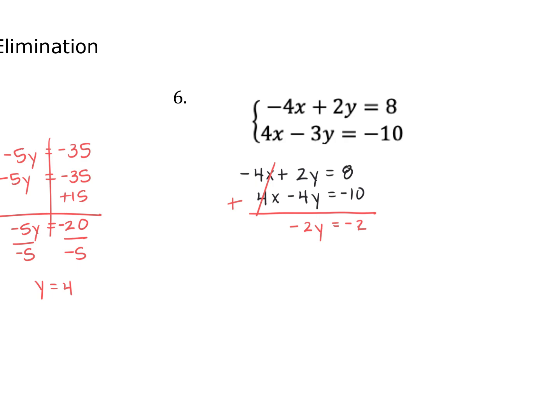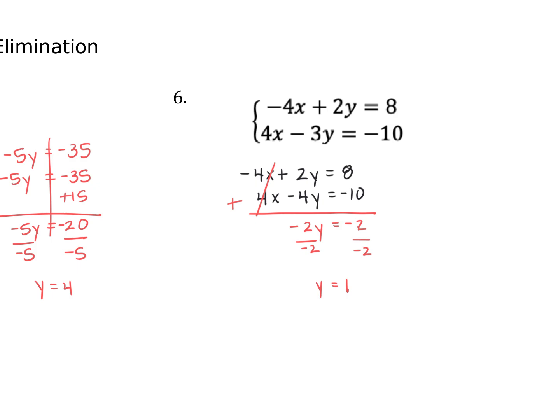Okay, if I want my y all by itself, I'm going to divide by that -2 and divide by a -2. And that leaves me with y equals a positive 1. You have a negative on the top and a negative on the bottom. When you're multiplying or dividing, those negatives cancel each other out, so it turns into a positive 1.